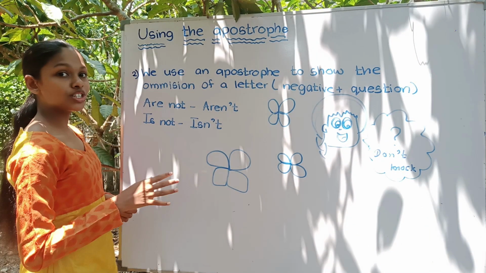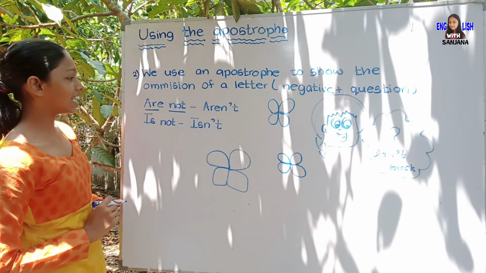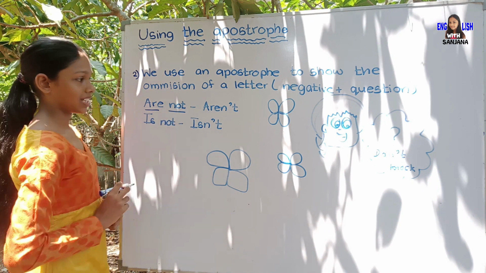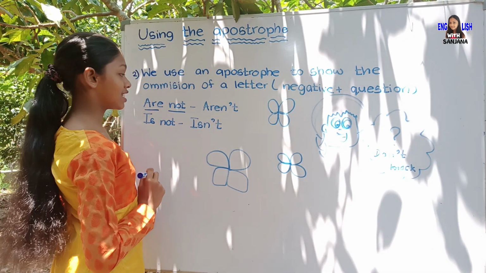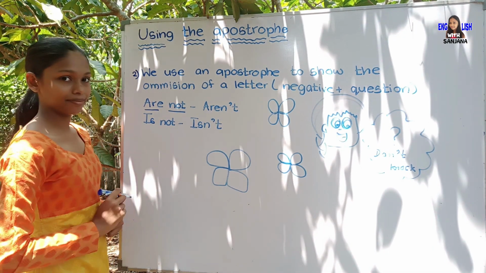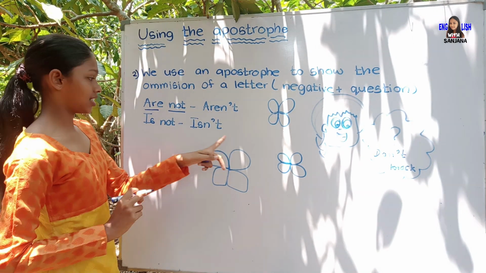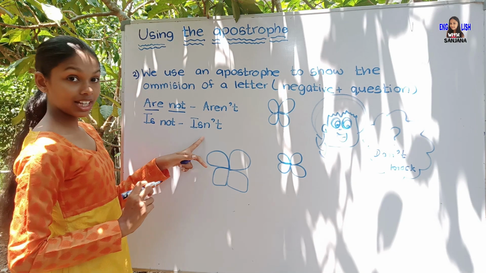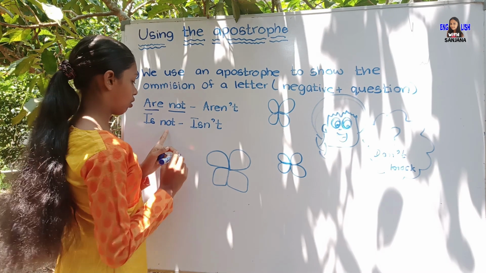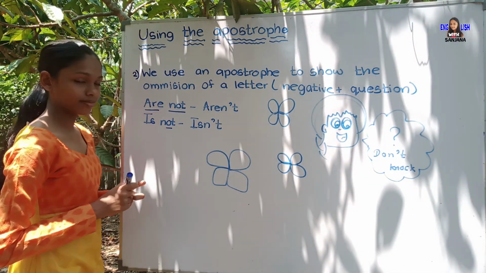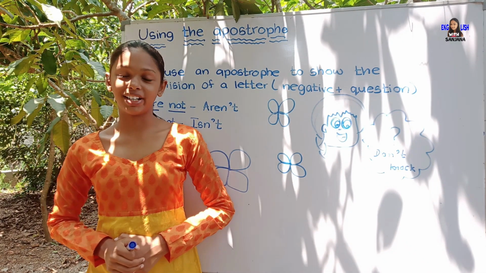So what is the omission letter in are not? The omission letter is O. And we have used an apostrophe instead of the letter O. The same method with is not, isn't. Here O is the omission letter and we have used an apostrophe instead of the letter O. Now let's move on to the third segment.